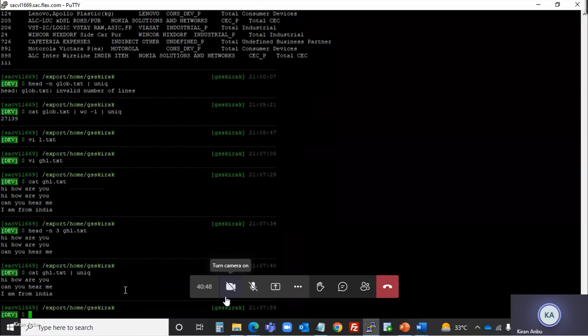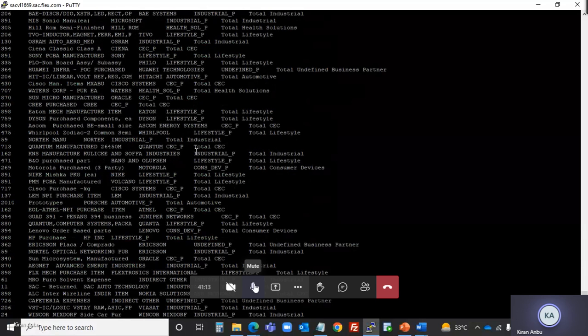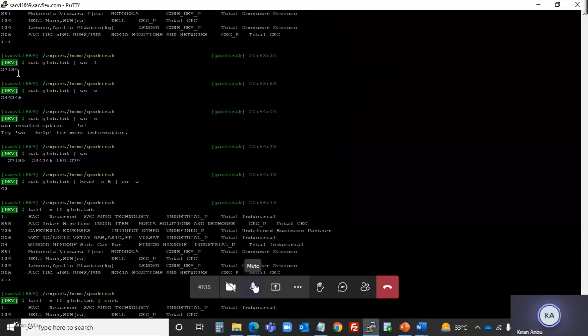See, can you see now? What difference can you see? Uniq just removes the duplicate lines. Previously in cat gsl.txt, there were four lines. "Hi, how are you?" I had printed twice. Now it removes the duplicate, and only the unique or distinct lines are given. But in this globe.txt it prints as it is, 27,139, because there are no duplicate lines, all are distinct lines.